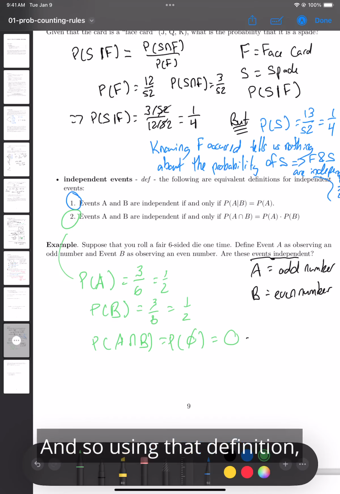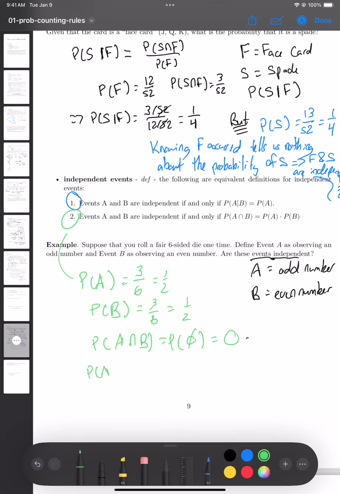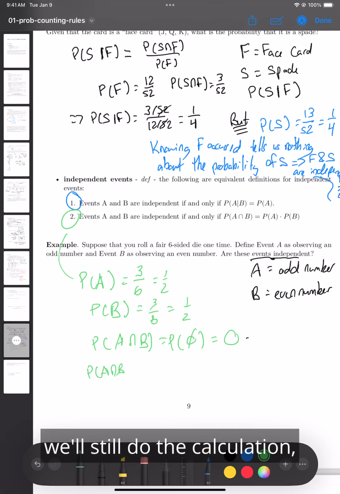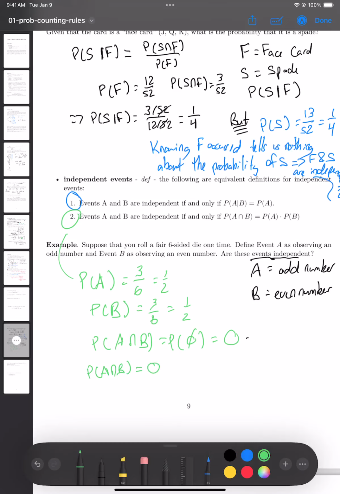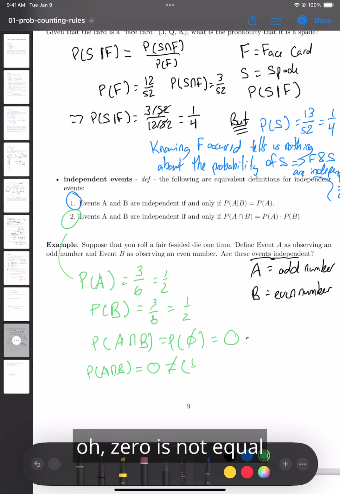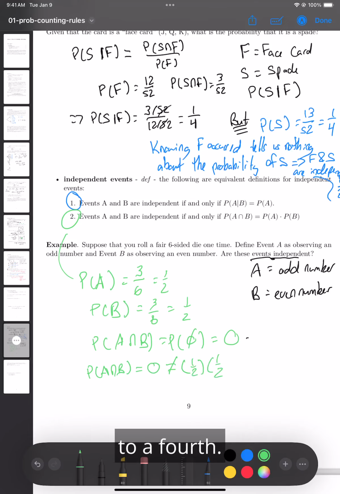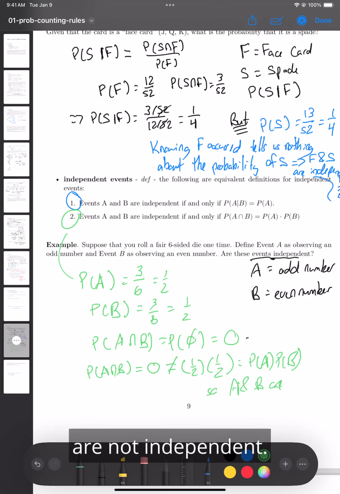And so using that definition, we'll still do the calculation even though we don't really need to. We're just seeing that 0 is not equal to a fourth. So A and B are not independent.